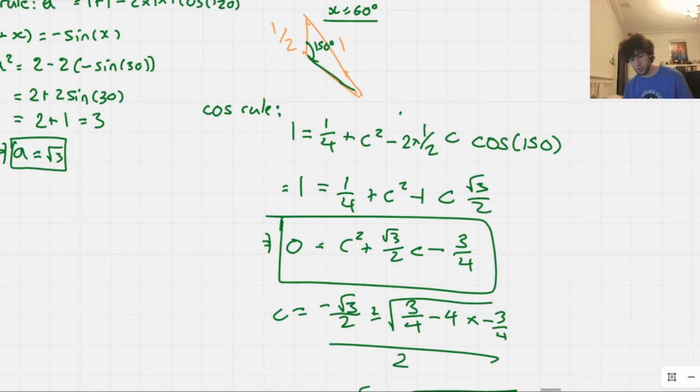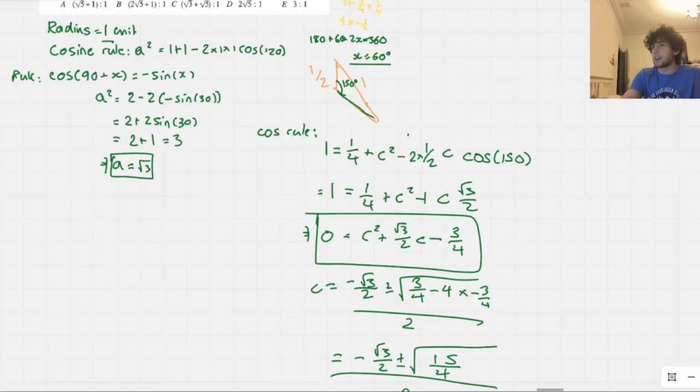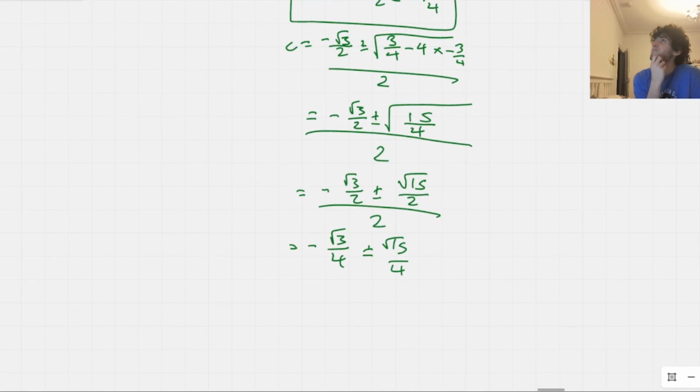So that's going to be minus root 3 over 2 plus or minus root 15 over 2, and then divide it by 2. It's going to be minus root 3 over 4 plus or minus root 15 over 4. Effectively, that is the value that we're getting for our C. Okay, so that's kind of a bit weird, actually. I'm questioning whether I'm quite right here, but it could be right, actually.